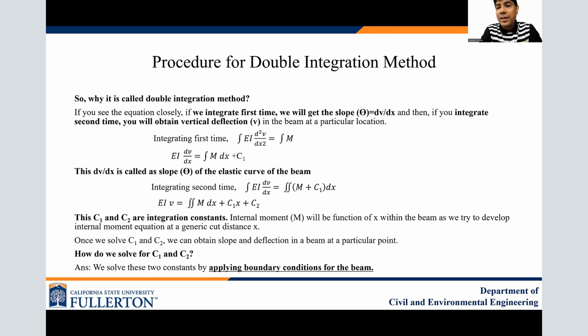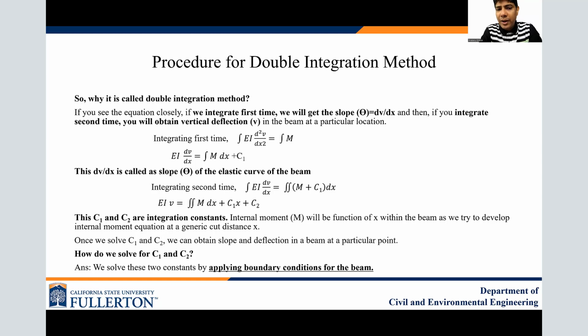That's why it is called double integration method. First integration will give you slope. Second integration will give you vertical deflection. And we are also obtaining two integration constants, C1 and C2. So those are unknown initially. When you need to compute the actual deflection or actual slope in the beam, we need to find out those two unknowns, C1 and C2.